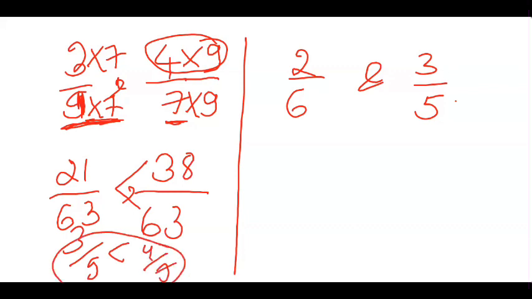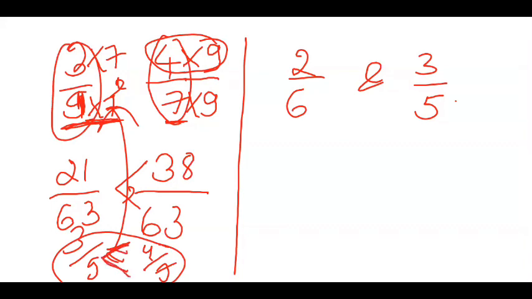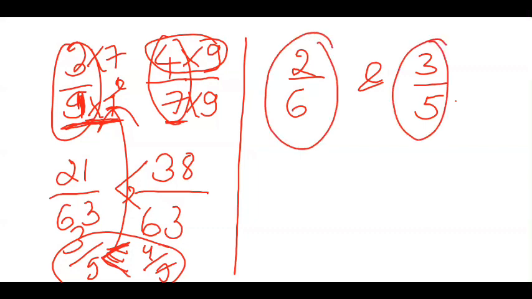You can just write this lesser than symbol in the question that was given already, right? 3 over 9 is lesser than 4 over 7. Okay, the next one, 2 over 6 and 3 over 5.